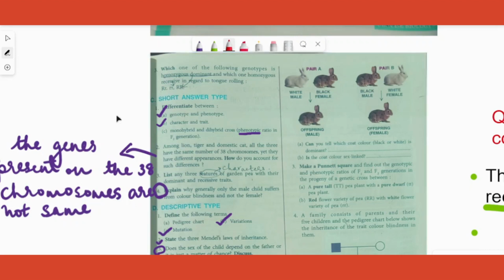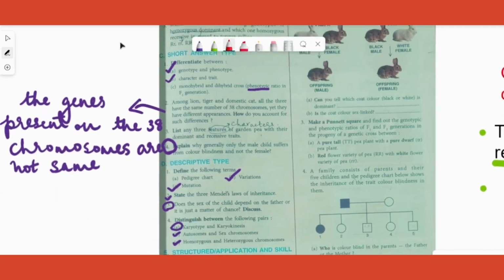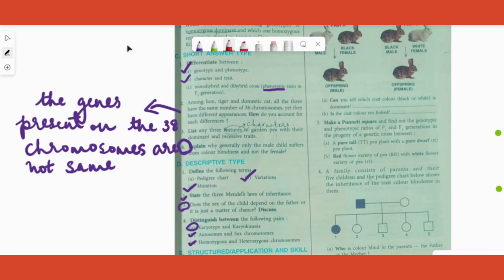Now there are certain questions where the answer is directly given in the textbook, like genotype and phenotype, character and trait. All that, just put a tick and you can refer from the textbook. I don't think we need to spend time over here.